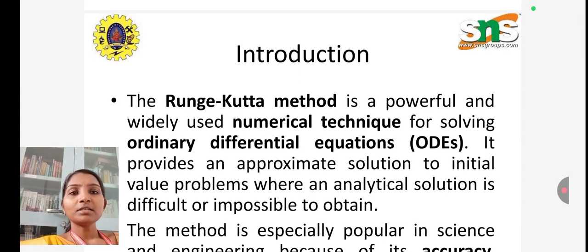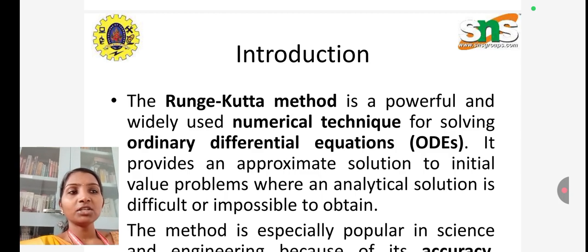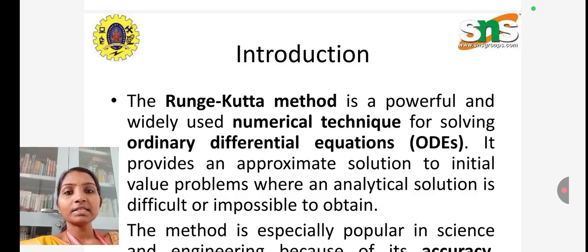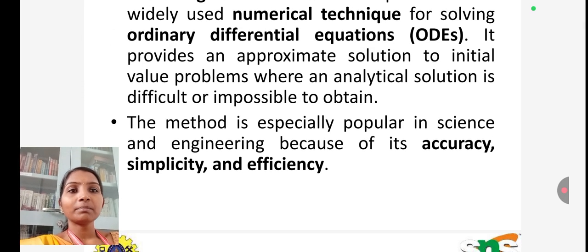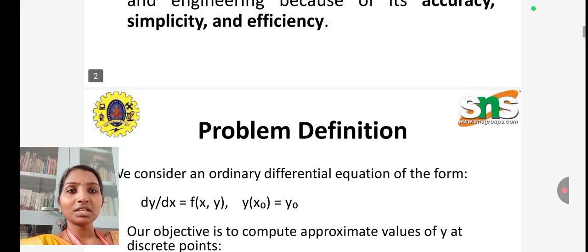Here comes the introduction part. The Runge-Kutta method is a powerful and widely used numerical technique for solving ordinary differential equations, as discussed earlier. It provides an approximate solution to initial value problems. What do you mean by an initial value problem? The initial value problems are the problems which have been discussed earlier, given with the initial condition, where an analytical solution is difficult or impossible to obtain. This method is especially popular in science and engineering because of its accuracy, simplicity and efficiency. So, this Runge-Kutta method is really accurate, simple and efficient enough.